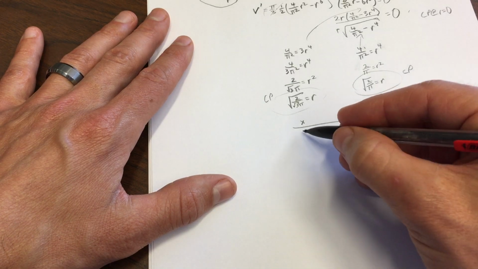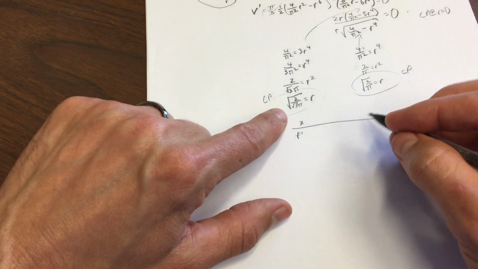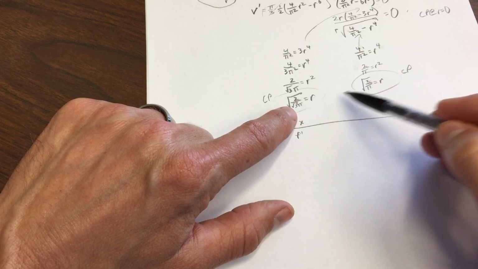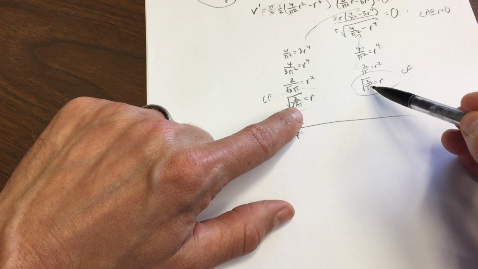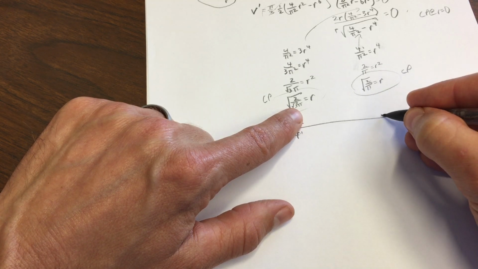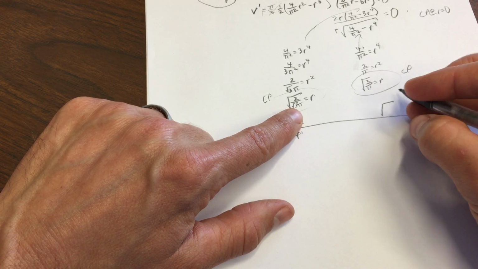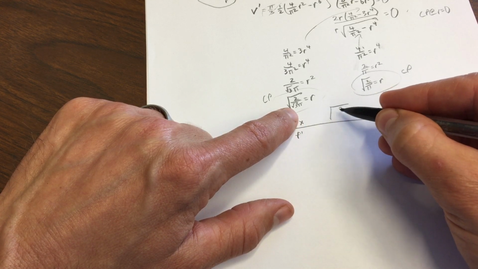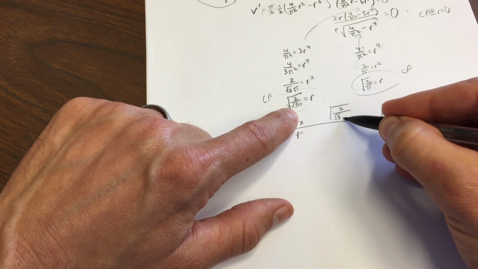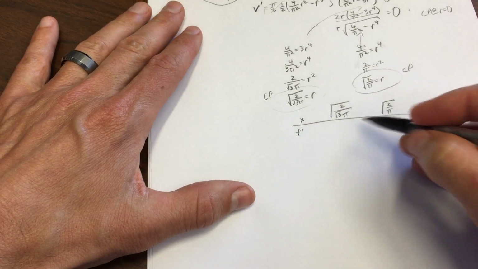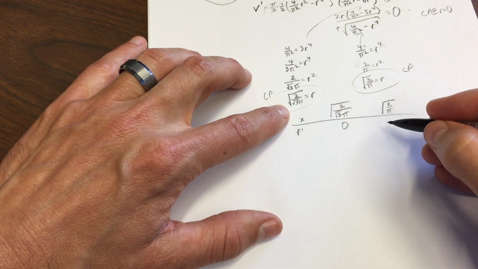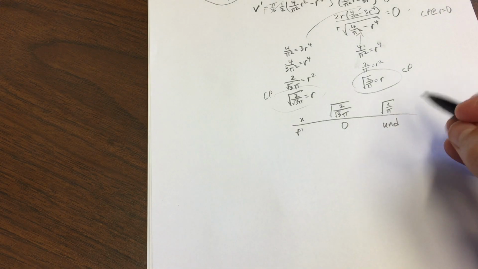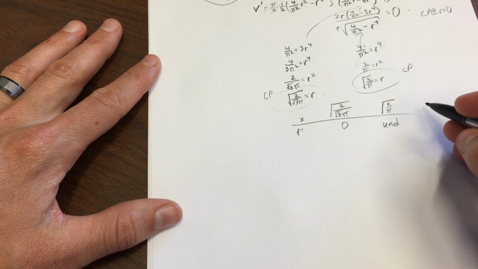Let's see. I know the derivative, which one of these is bigger? Let's see. This one has a smaller denominator, so that means it's bigger. So we've got the square root of 2 over pi, and we've got the square root of 2 over root 3 pi. The derivative is 0 there. The derivative is undefined there. Let's see, what happens in between those points?